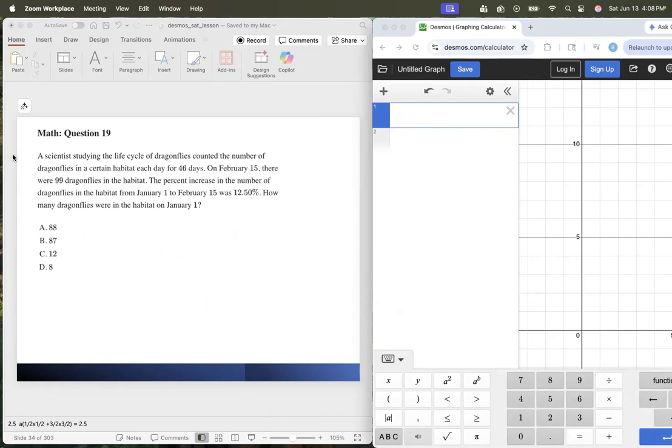This is Desmos. I'll show you how to do that. But remember, they told you that at February 15 there is a 12.50% increase, right? But it's coming from the January 1st value. That's all. That's all you need.